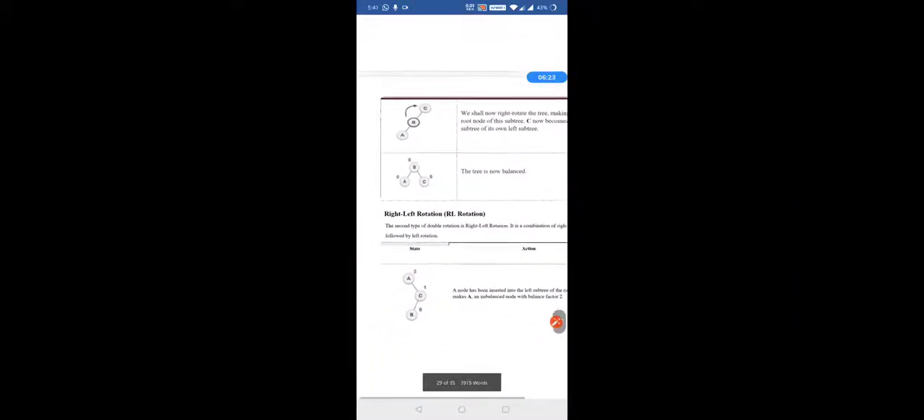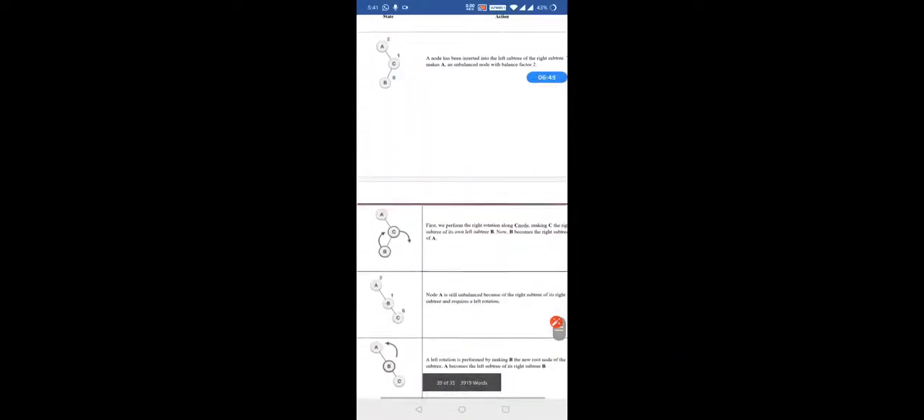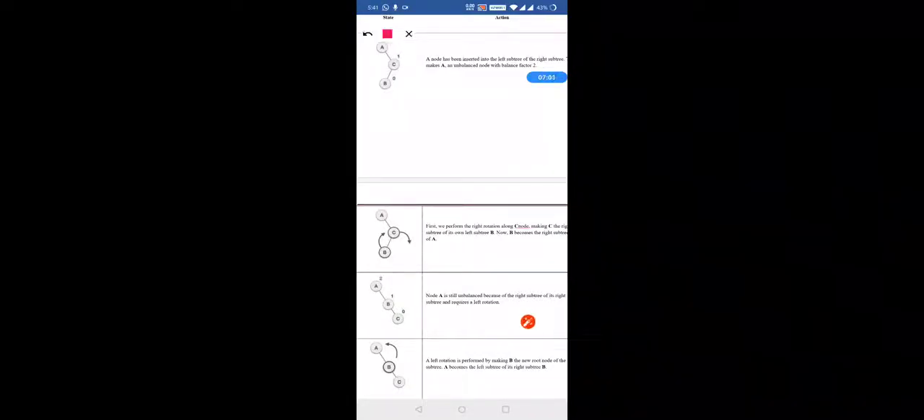Now the next is RL rotation. It is again a type of double rotation. It is a combination of a right rotation followed by a left rotation. Now we can see this particular tree where A is your unbalanced node, with balance factor 2. We can do the swapping in such a way that B will go over here and C will come over here. So we will perform the right rotation so that C will be at the bottom level and B will be at the intermediate level.